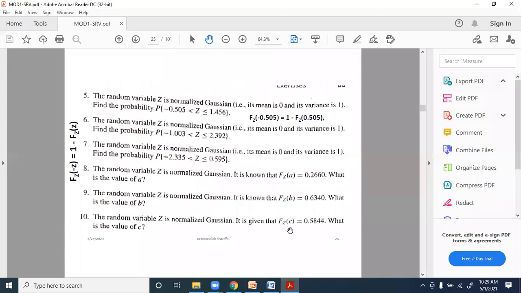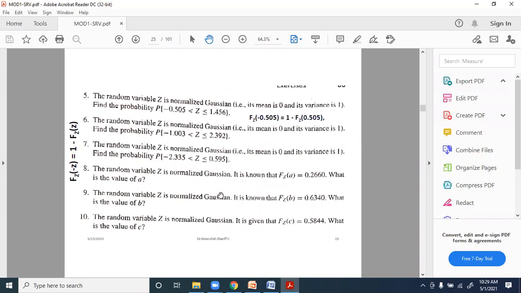Yes, the 10th is here. The random variable z is normalized Gaussian. It is given that F_Z(c) is equal to 0.5844. What is the value of c? So all these three problems are the same. 8, 9, 10 are the same. Out of that, we are taking only this.